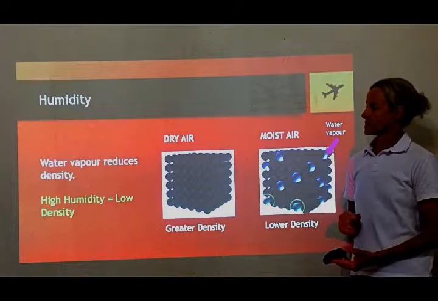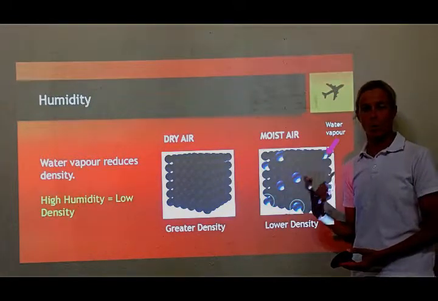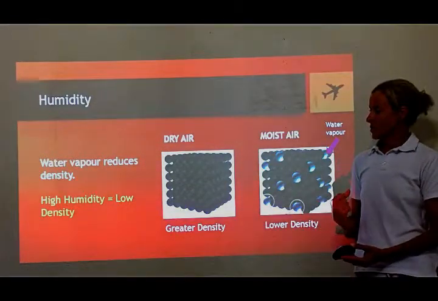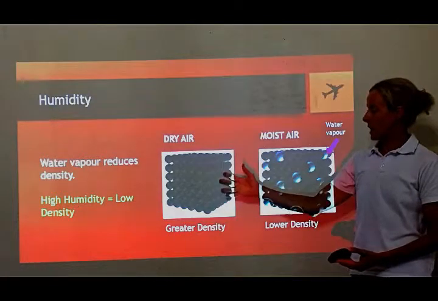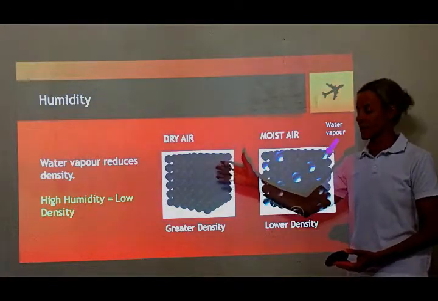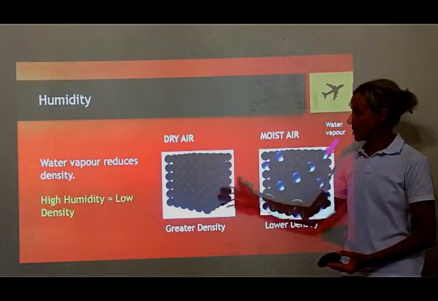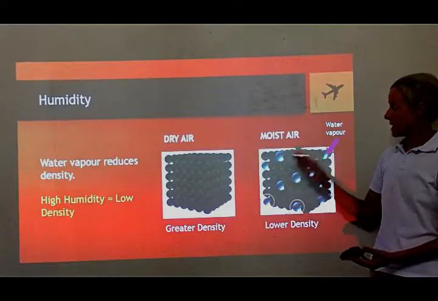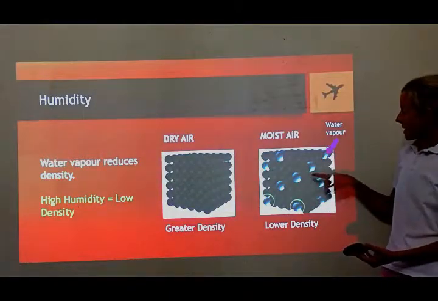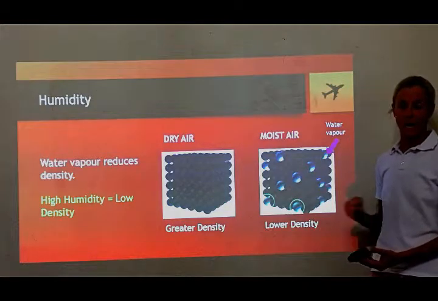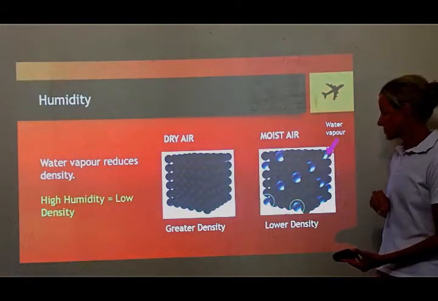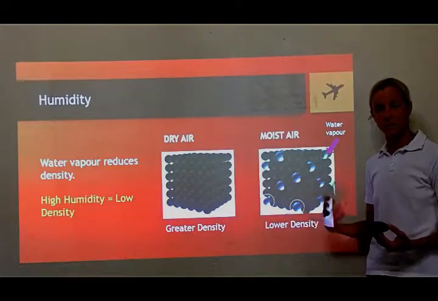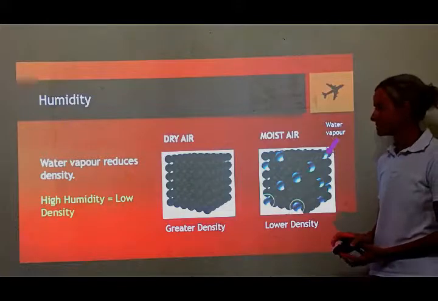Then our final factor is humidity. Remember that water vapor is a gas, so we have water vapor molecules in the air. In dry air, our air consists of mostly just air molecules, which are tightly packed, and therefore we have greater density. However, in humid conditions, we now have water vapor molecules interspersed amongst our air molecules. These take up space and cause the air molecules to spread apart, which will result in lower density.